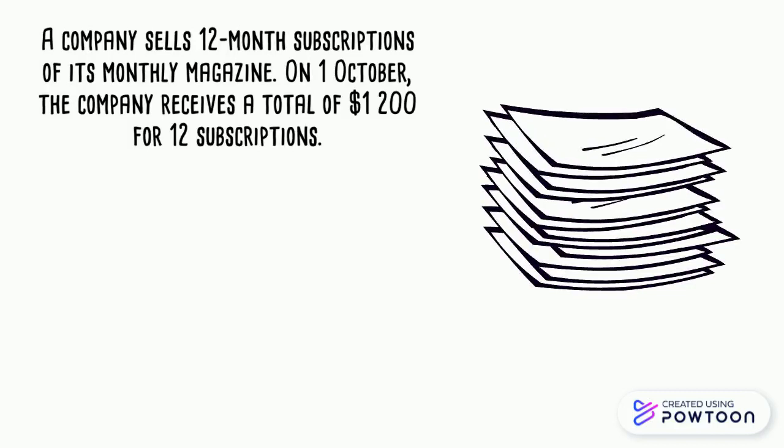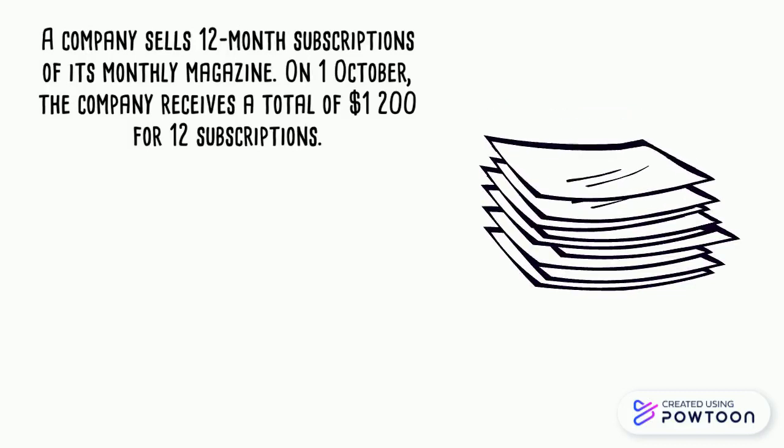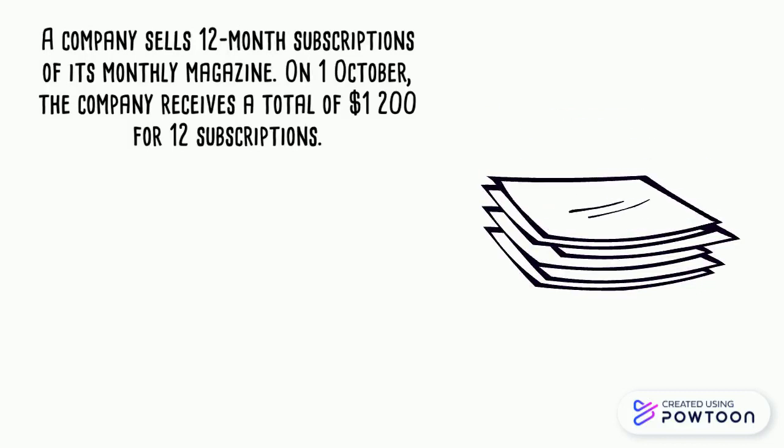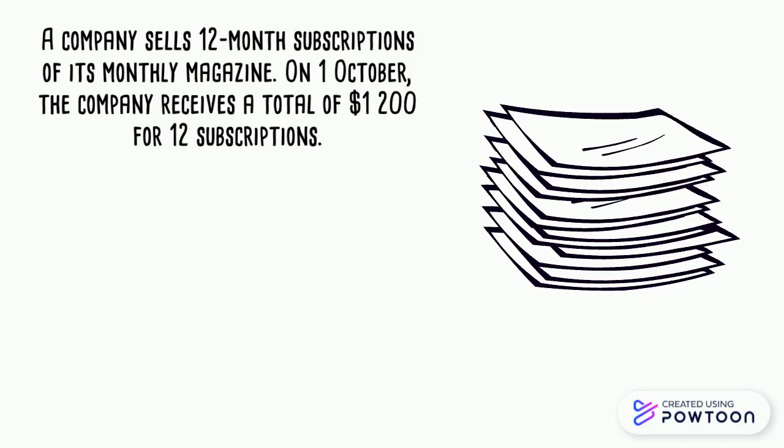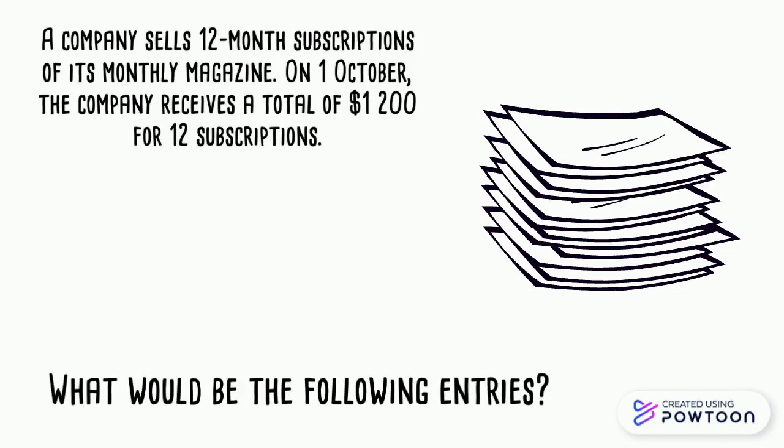A company sells 12-month subscriptions of its monthly magazine. On the 1st of October, the company receives a total of $1,200 for 12 subscriptions. What would the following entries be?